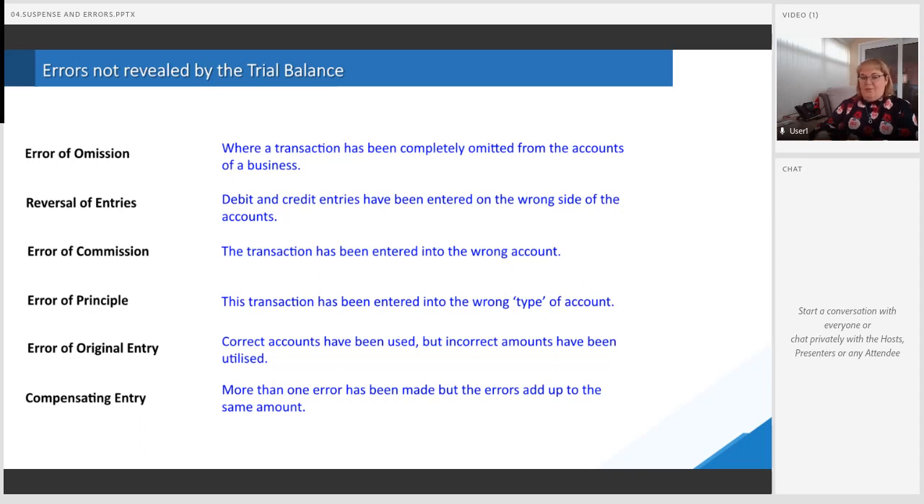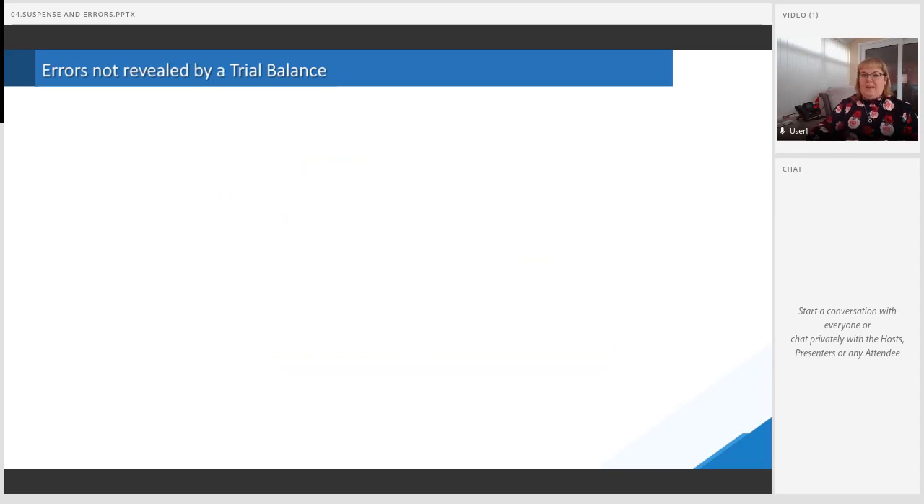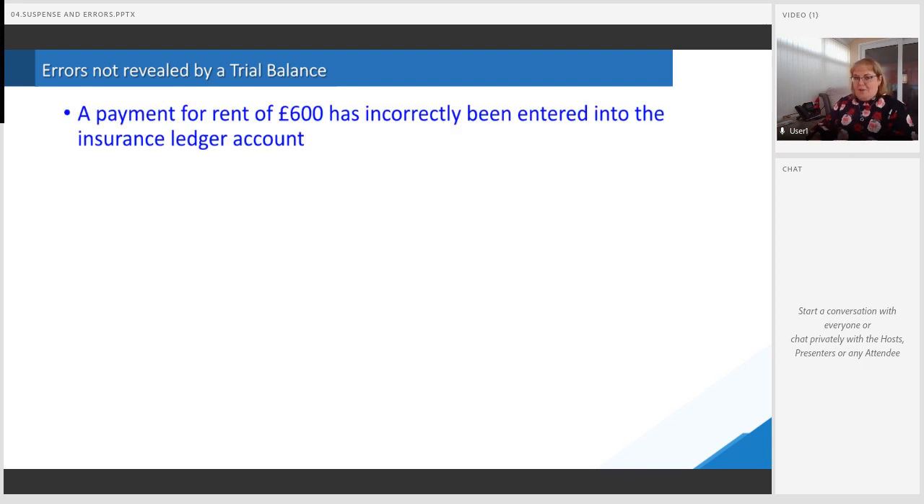So let's have a go at looking at a couple of journals, and let's see if we can come up with a correction. I'm going to ask for a bit of feedback here, guys. A payment for rent of £600 has incorrectly been entered into the insurance ledger account. So any ideas what the error is?